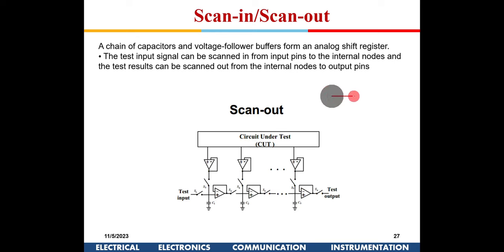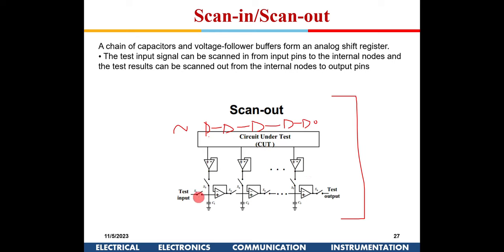So this is just a scan out. This is an analog circuit. Suppose there are several stages. From each stage, I have given a test vector, and I want to see the output, what is the analog output.